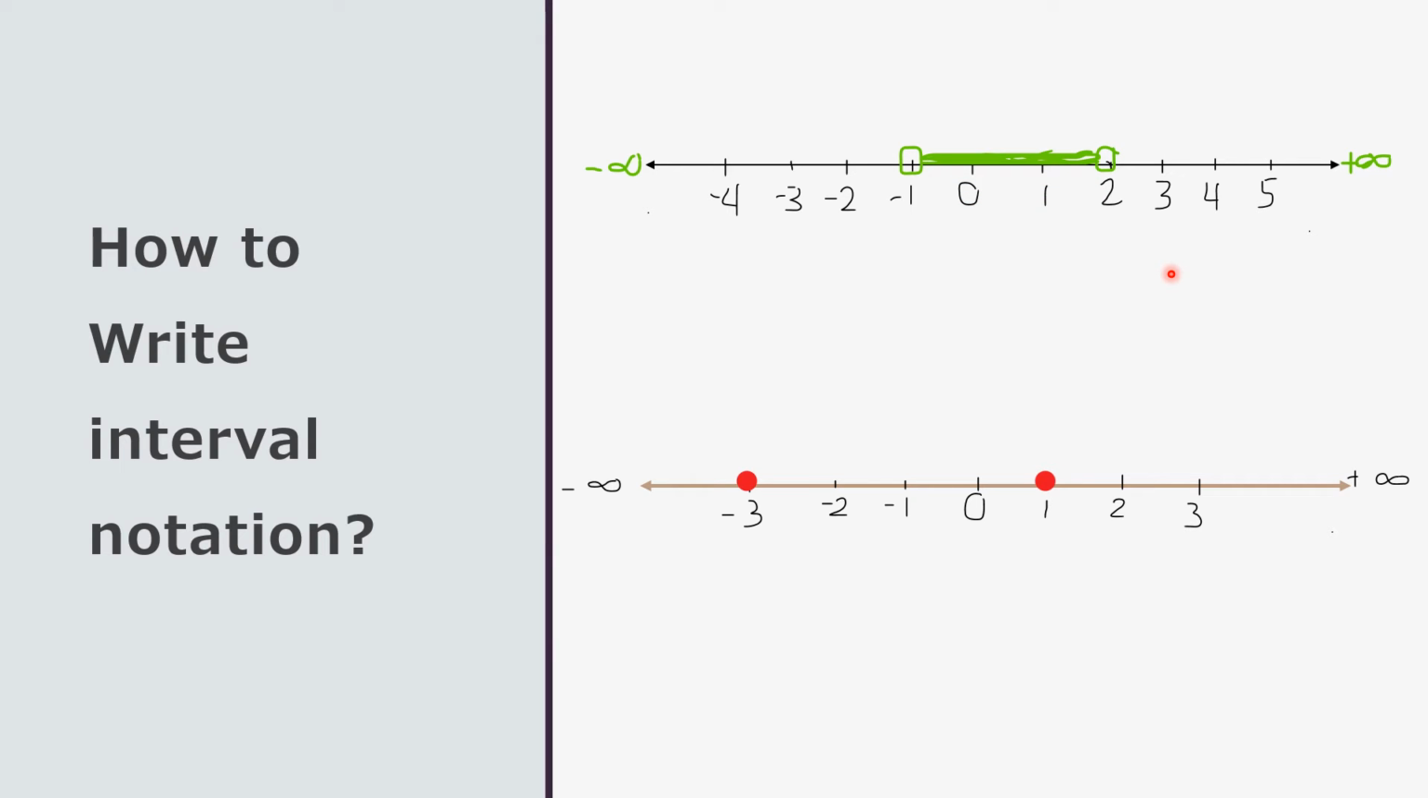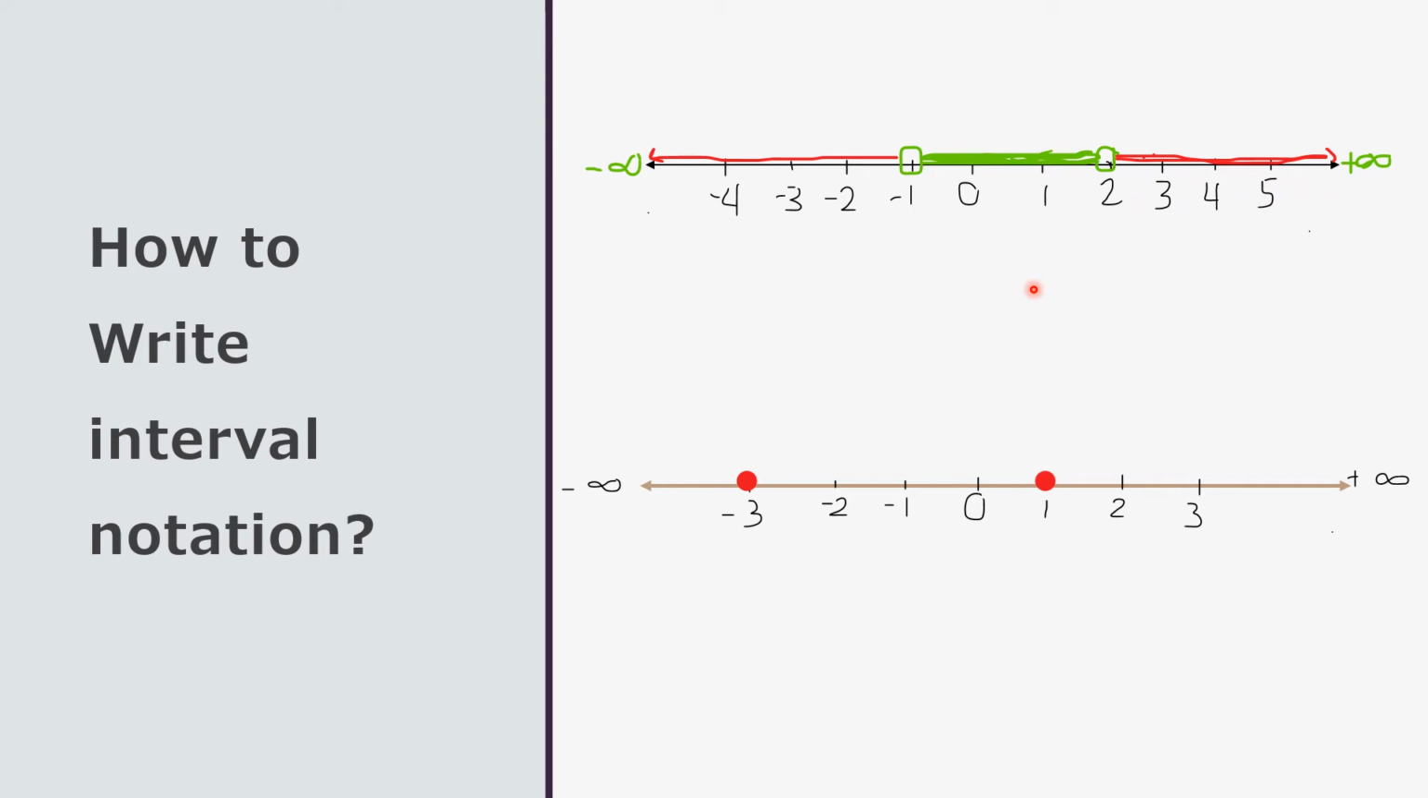Okay, let's say that's the solution set here. The open circle indicates that it's either less than or greater than. And if it is not included, you are going to use parentheses. If it's included, you are going to use a bracket. I'm going to show it to you.